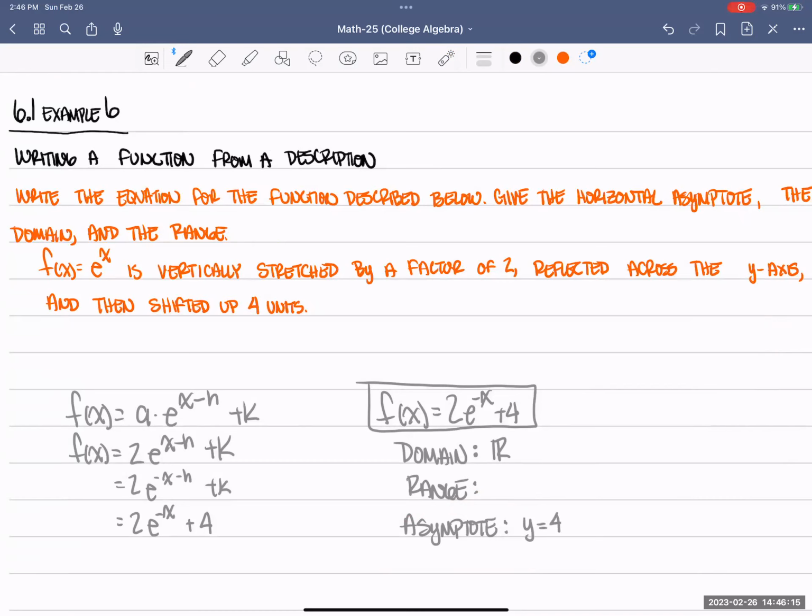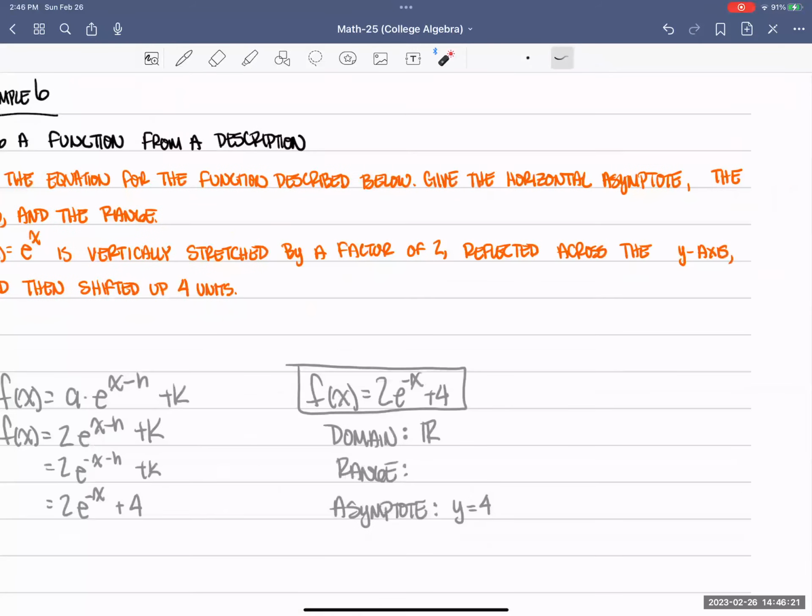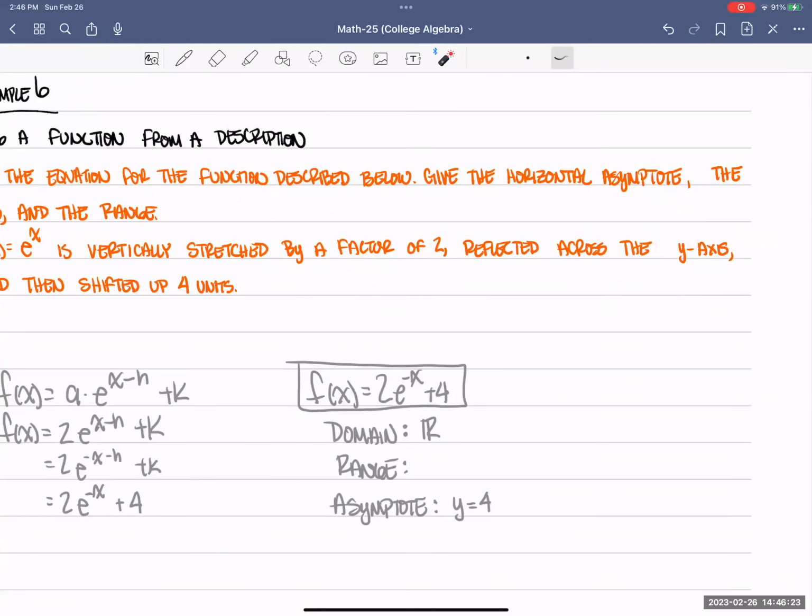And now normally what I would want to say is that we start off at 4 and go to infinity. But remember, we reflected about the y-axis. So now instead of going up this way, what we're doing is going down. Oh, no, I lied. It's the y-axis. So instead of going up this way, it's coming down this way. So our range is going to be normal. So our range is going to be from 4 to infinity.